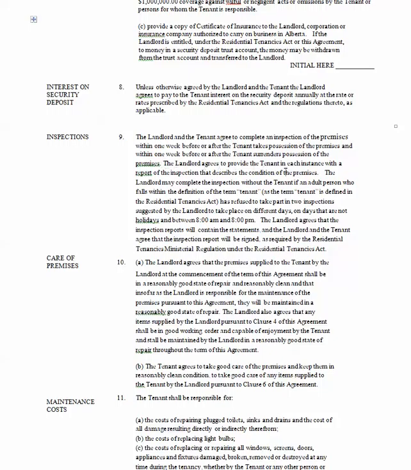The landlord agrees to provide the tenant in each instance a report of the inspection describing the condition of the premises. The landlord may complete the inspection without the tenant if an adult person who falls within the definition of the term tenant, as defined in the Residential Tenancy Act, has refused to take part in 2 inspection suggestions by the landlord that have taken place on different days, not holidays, between 8 a.m. and 8 p.m.